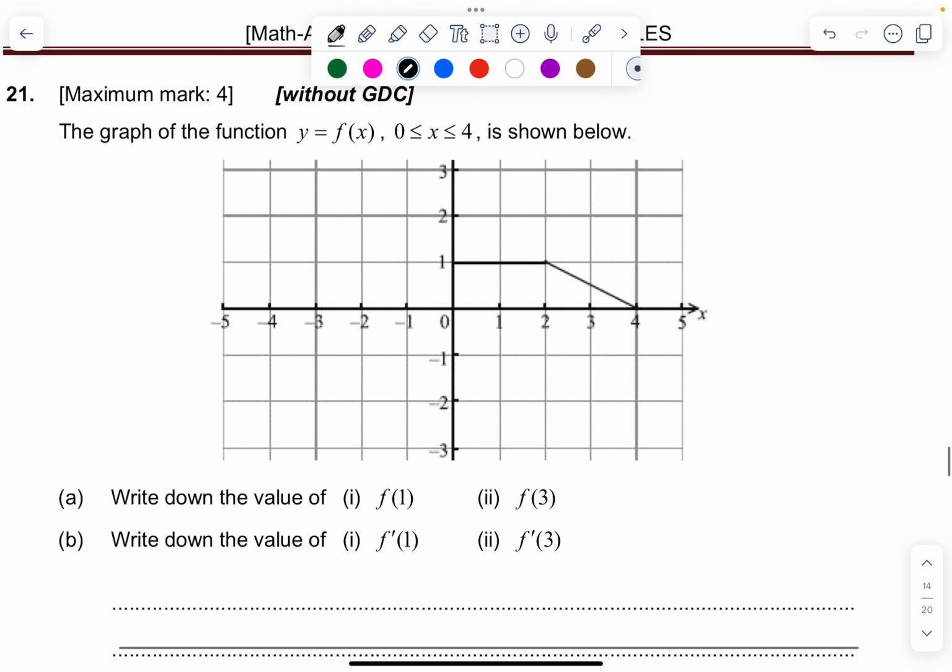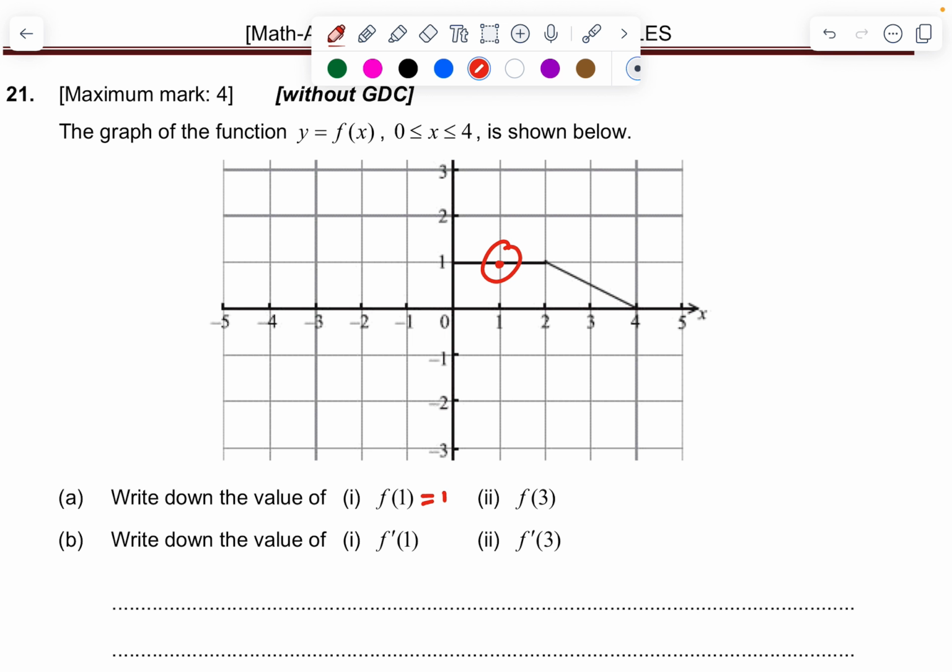Question number 21. Find the value of f of 1. f of 1 is going to be 1. f of 3 is going to be 0.5. f prime of 1, the gradient of this line, is going to be 0. And f prime of 3, the gradient of this line, is going to be 1 upon 2.